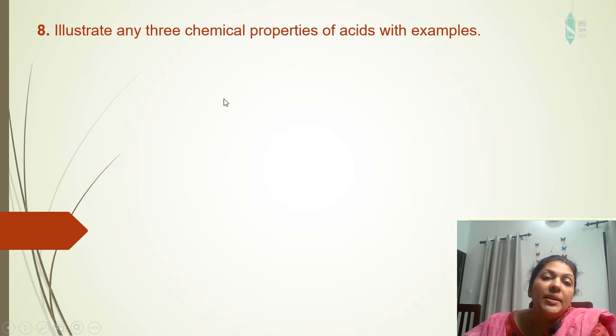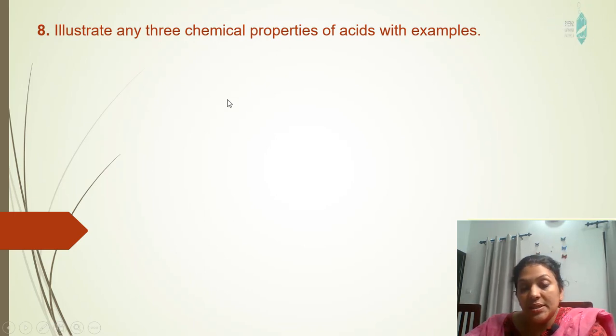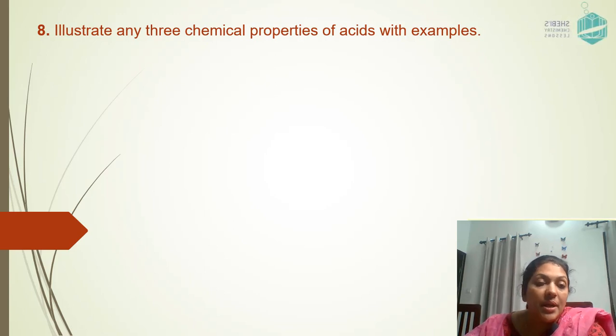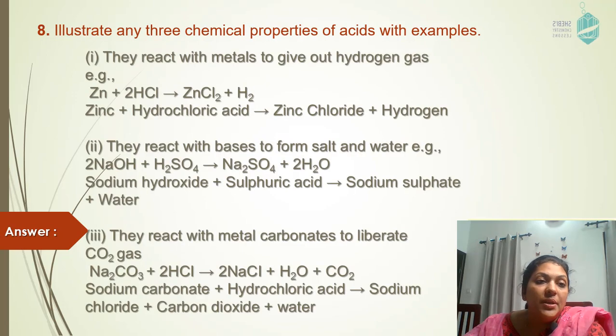Moving to the eighth question, illustrate any three chemical properties of acids with examples. So here chemical properties means chemical reactions. So you can write any chemical reactions of acids. We have already learned 5 chemical reactions, isn't it? So here you can write any 3 of them. See here, reaction of metal with acid, salt and hydrogen gas are produced. You can write any example.